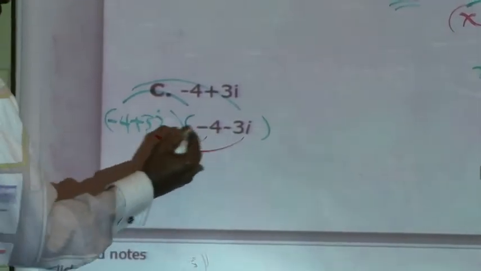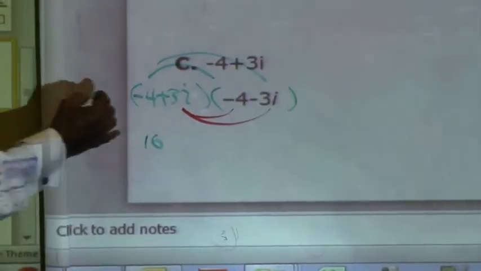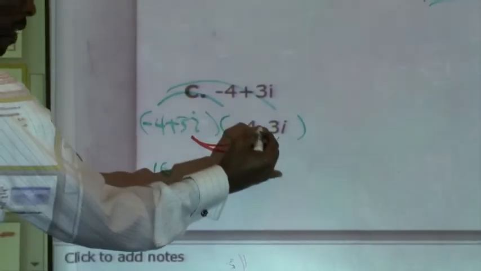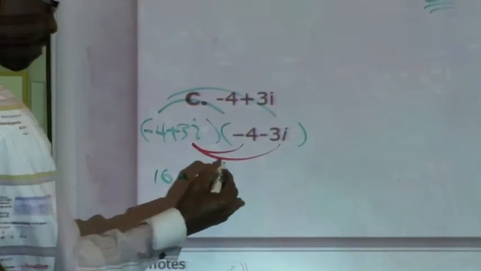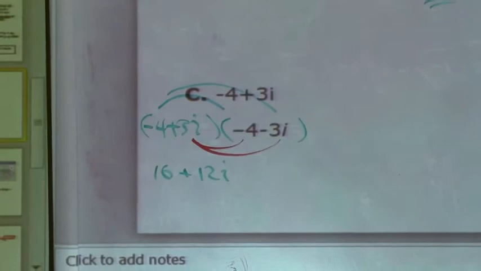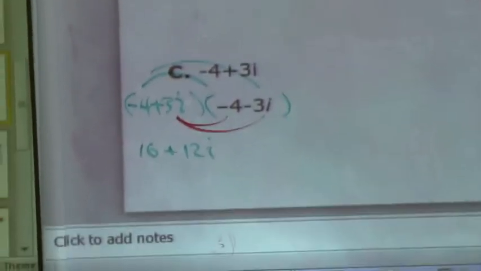Negative 4 times negative 4 is a positive 16. So far, so good. Negative 4 times a negative 3i is a positive 12i. Take a look at those two numbers in green. See if you're confused. I'm about to do the red.